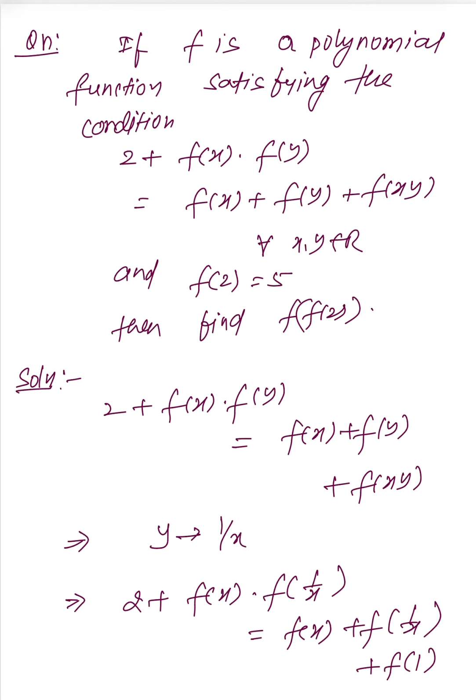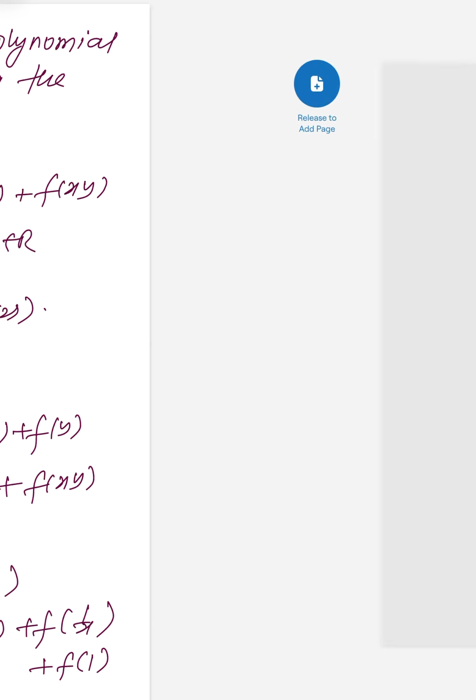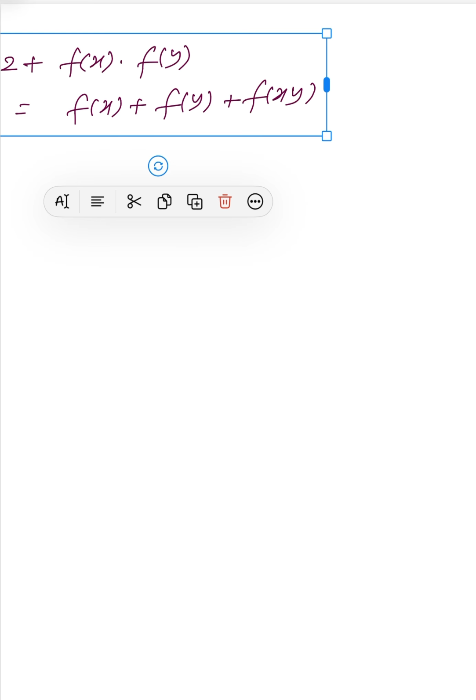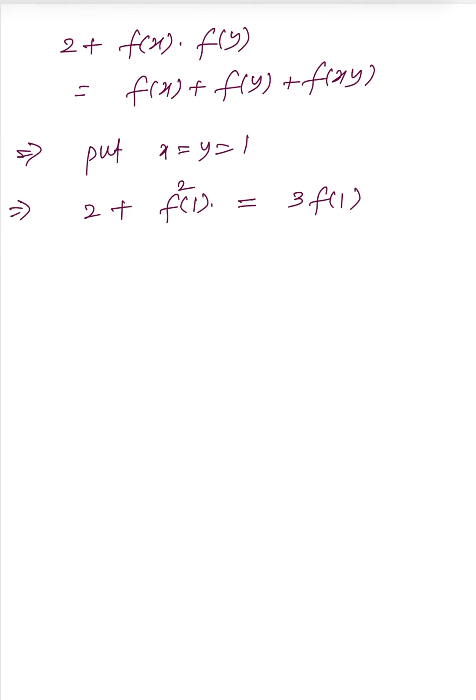Now consider this functional equation again. This is a functional equation. Let's use this functional equation to prove f(1) = 2. How? In this functional equation, put x = y = 1. So what we will get? 2 + f(1) into f(1), so f(1) whole square equals 3 f(1). So from here we can see that f(1) can be 1 or 2.